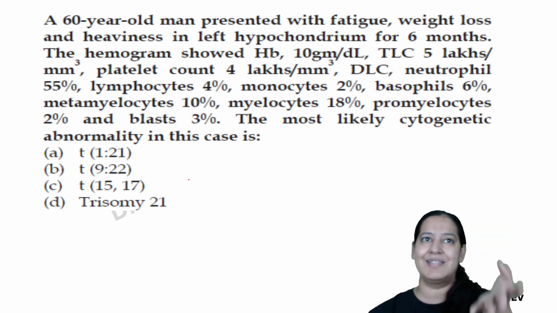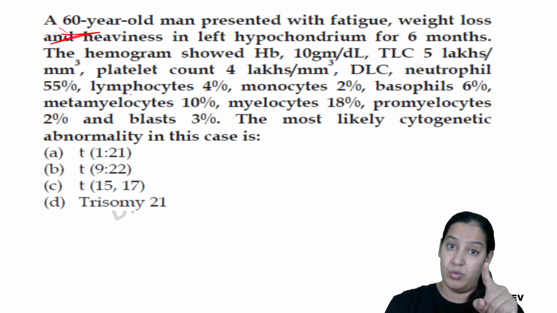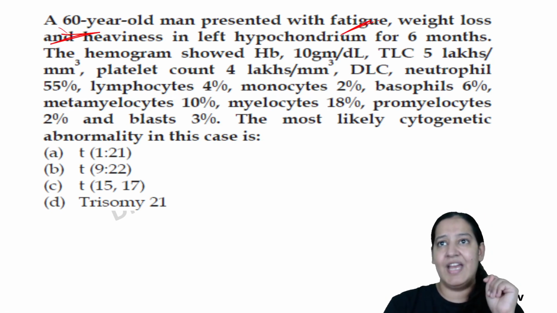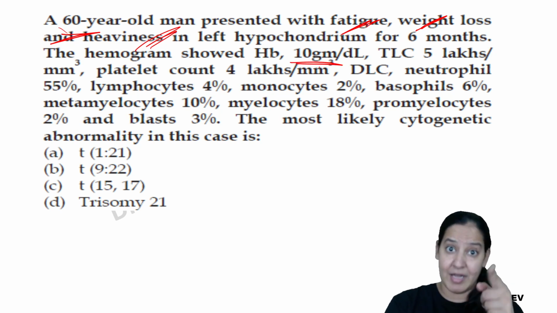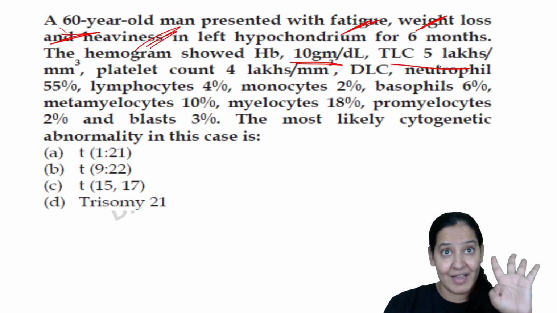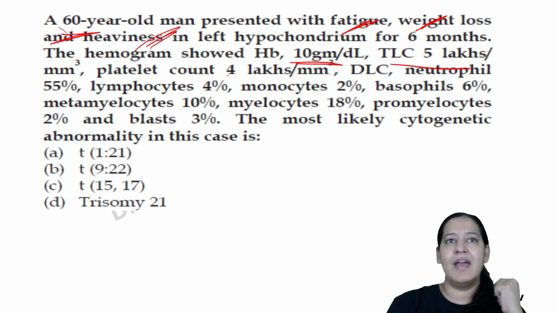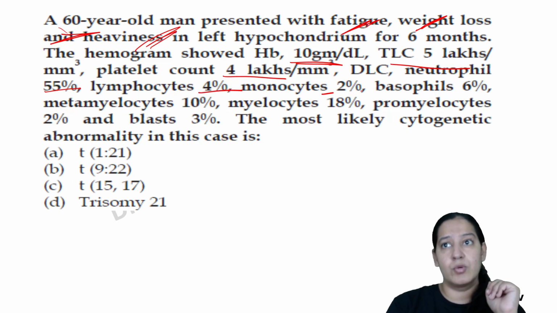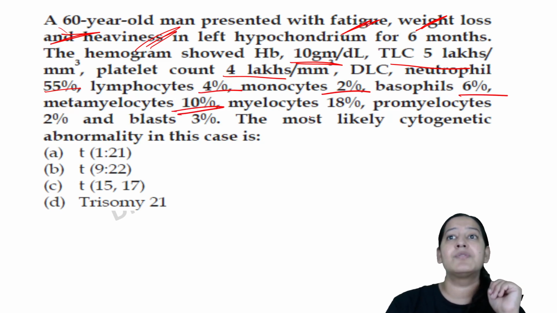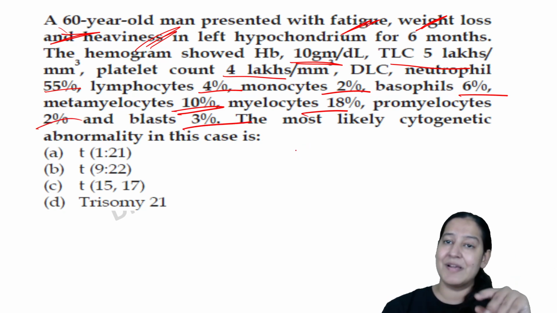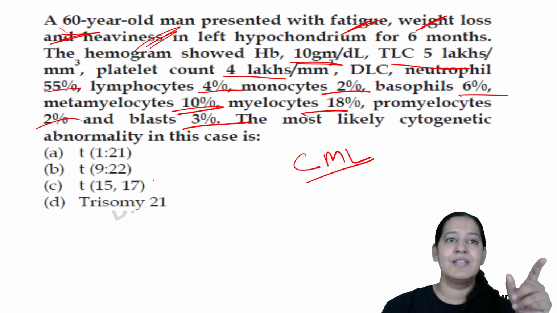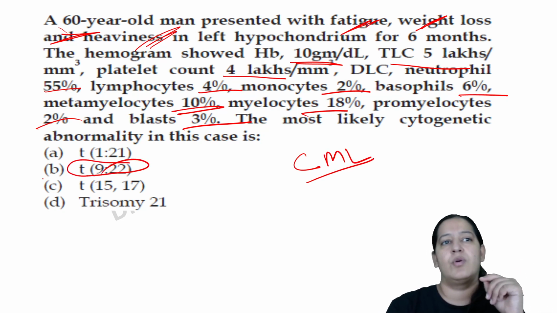The whole clinical scenario: 60-year male. So clue, age is more than 50 years. Presented with fatigue क्योंकि anemia है. Weight loss क्योंकि lassitude है. Heaviness in the left hypochondrium for 6 months. The hemogram shows hemoglobin कम है. Patient is anemic. TLC 5 lakh. So leukocytosis is there. और उसमें क्या क्या है? Platelet is 4 lakh. Platelet normal है. So neutrophils 55%, lymphocyte 4%, monocyte 2%, basophil 6%, metamyelocyte, myelocyte, promyelocyte and blast are there. ये सब normally नहीं होते हैं. These all are present means the diagnosis is CML. And what is the genetic abnormality? It is translocation 9;22. So the correct answer here is B.